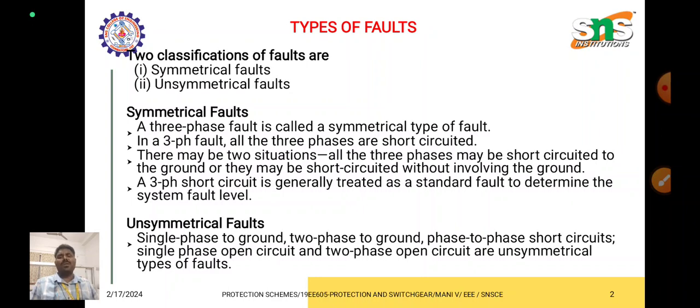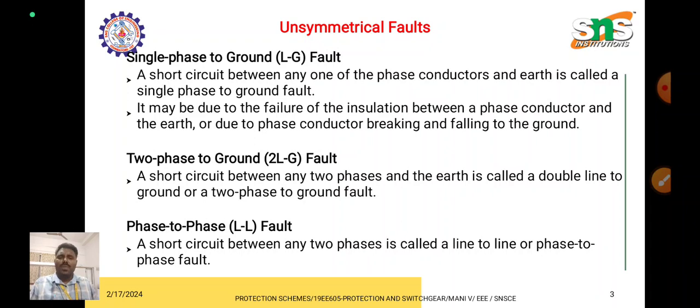The unsymmetrical fault is where, out of three phases, any one phase is connected with the ground, or any two phases are connected to ground, or one phase to another phase. This also comes under the unsymmetrical fault, as does the two phase open circuit. So symmetrical fault means all three phases are short circuited or open circuited.